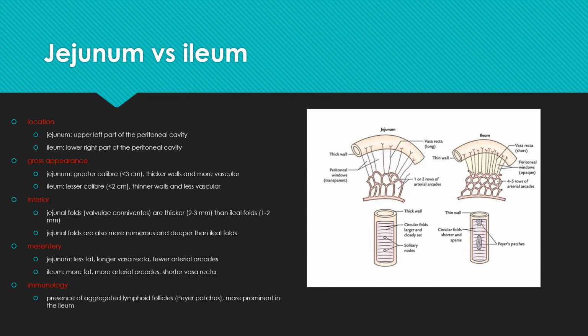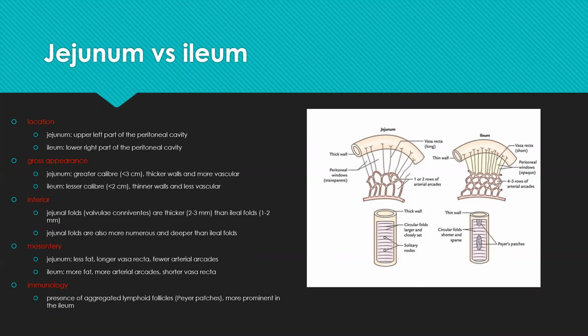Okay, and next coming to the mesentery, the jejunum has very little fat. It has longer vasa recta, and fewer arterial arcades will be present in the jejunum. By seeing that picture, you can easily understand the difference between the jejunum and the ileum. And coming to the mesentery of the ileum, it has more fat, more arterial arcades, and shorter vasa recta.